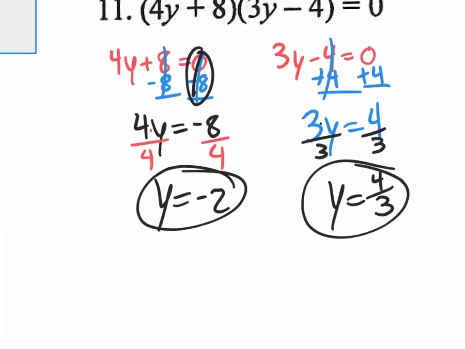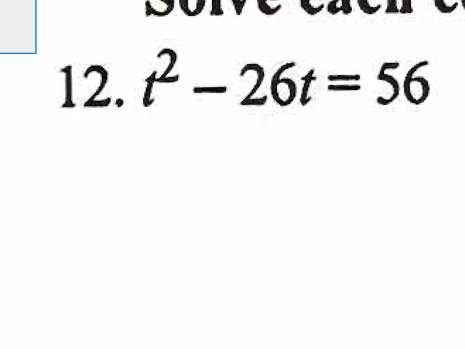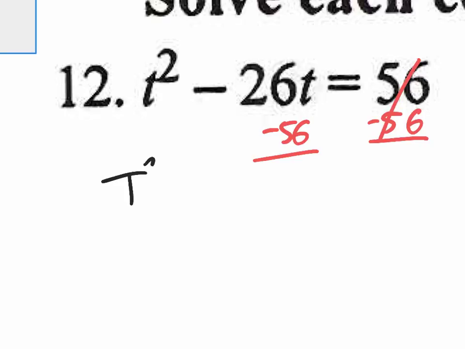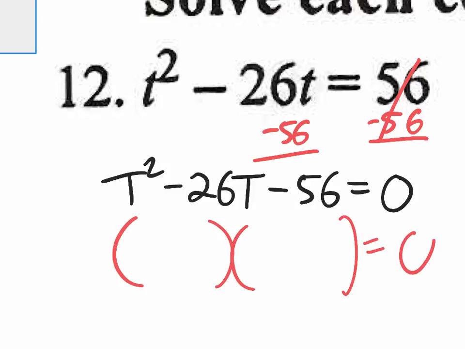Let's move on to number 12. Another equation, but this time it's not equal to 0. So the very first thing to do would be to make it equal 0 by subtracting that number 56. Of course you can't subtract 56 from t values, so we're just going to rewrite it. T squared minus 26t minus 56 equals 0. And then we're going to factor, split, and solve.